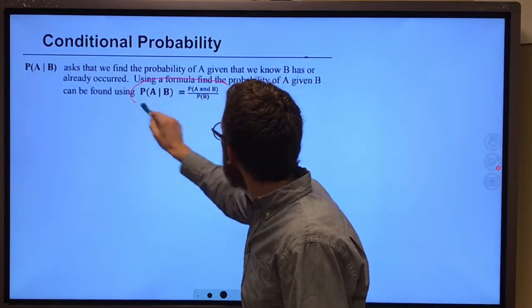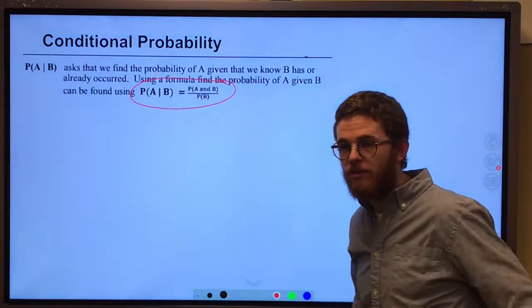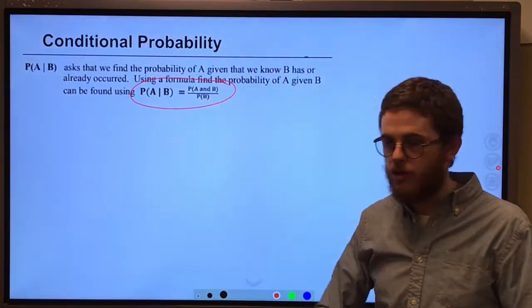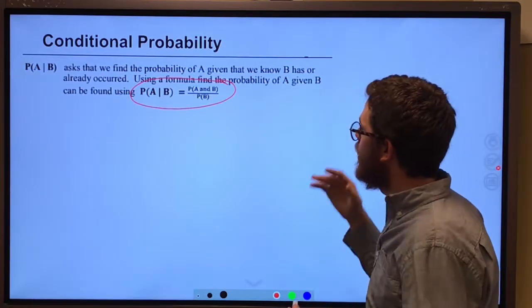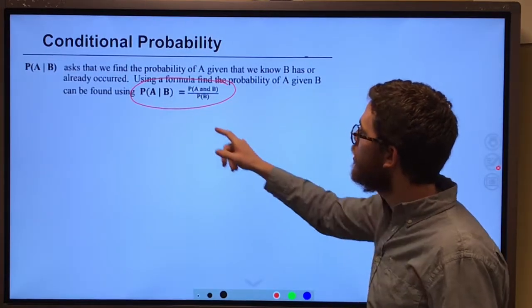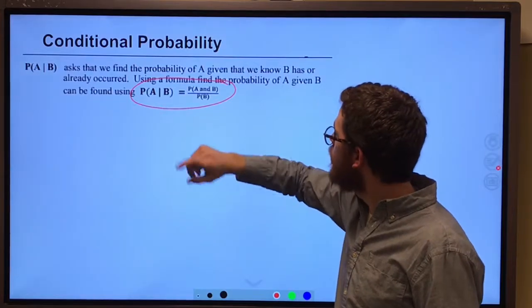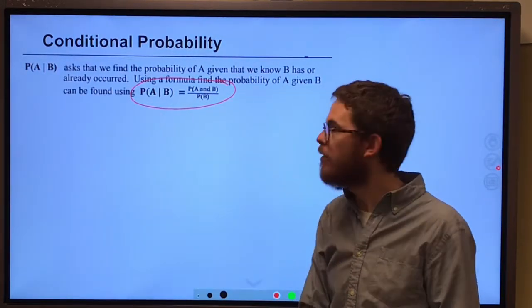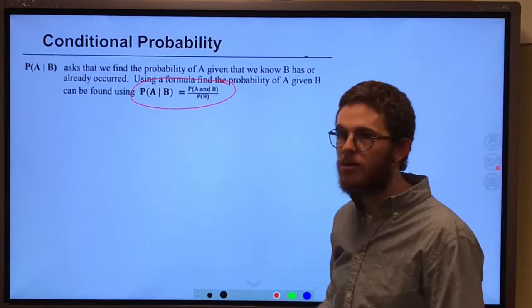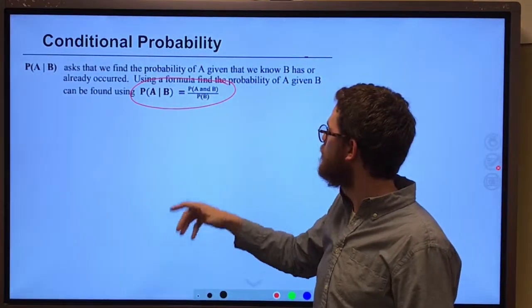So this right here is the formula essentially, and this is provided on the geometry formula sheet, so you don't have to have this memorized. But for conditional probability, it's the probability of A and B, the probability of both events happening together, divided by the probability of the given event.